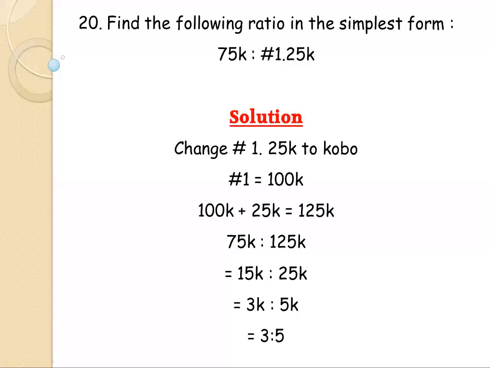Yes. So I'm going to say 15 divided by 5 is 3, and 25 divided by 5 is 5. So I'm left with 3 and 5. Can I divide this further? No, 3 and 5 cannot be divided further. So my ratio will be 3 ratio 5. So I have reduced 75 kobo to 1 naira 25 kobo to the lowest form. It cannot go further. This is the lowest form.